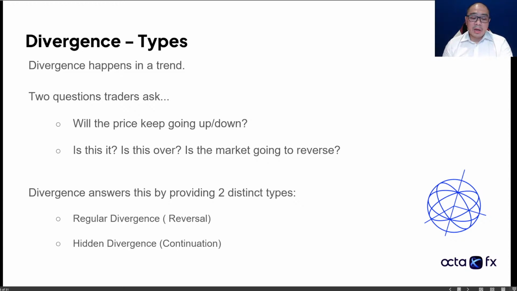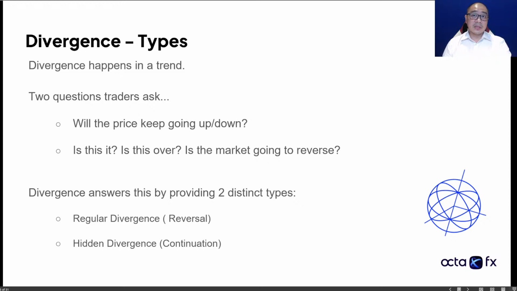So divergence actually gives you that answer by providing two distinct types of divergence. The first one is regular divergence, which is a reversal sign, and then we have hidden divergence, which is a continuation sign. All right, I'm going to separate the two of them. I'm actually going to take a break in the middle when we talk about regular divergence. Then we are going to take a quick pause for Q&A if you have any questions regarding regular divergence before we move on to the hidden divergence. Because if I just ramble on and continue talking about these two different types of divergences, one after the other without a break, I think you are going to get confused, right?